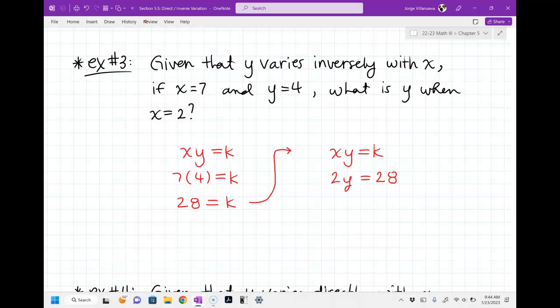28 equals 2y. So if I divide both sides by 2, I get that y is equal to 14. And you're done. Notice it's not a lot of work. You might need calculators here and there because maybe the numbers don't make perfect sense in terms of dividing, if you have to divide a 5 by 4.